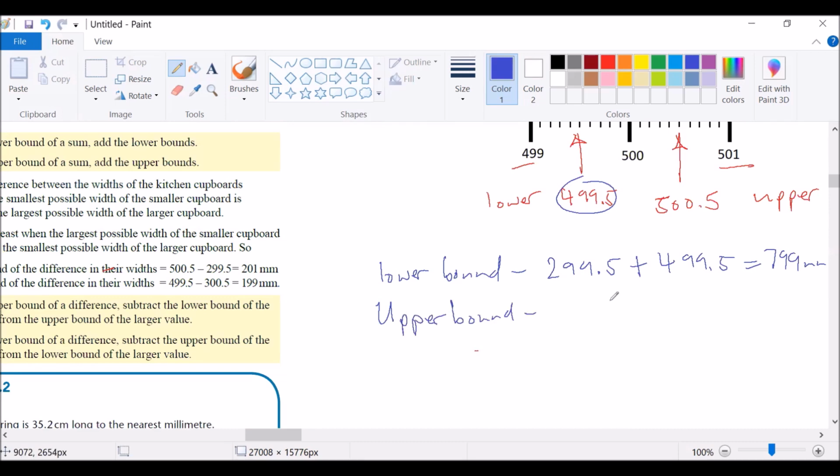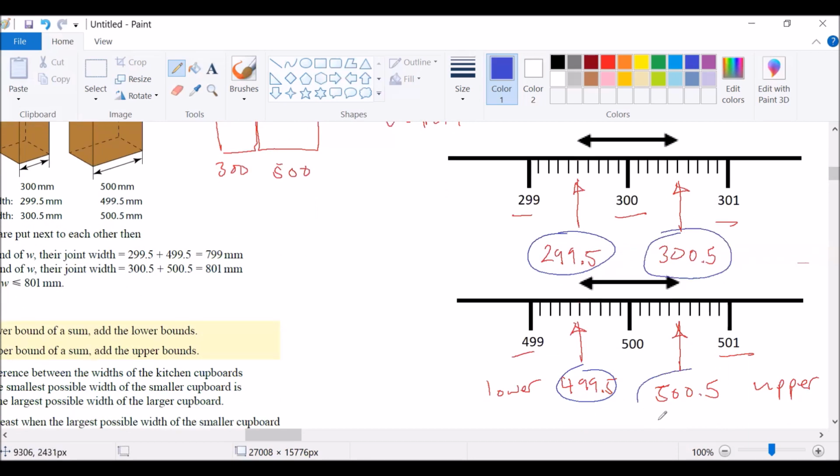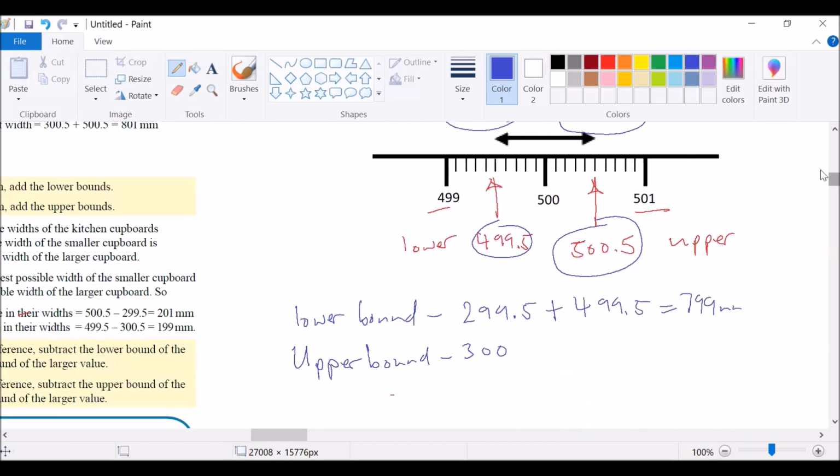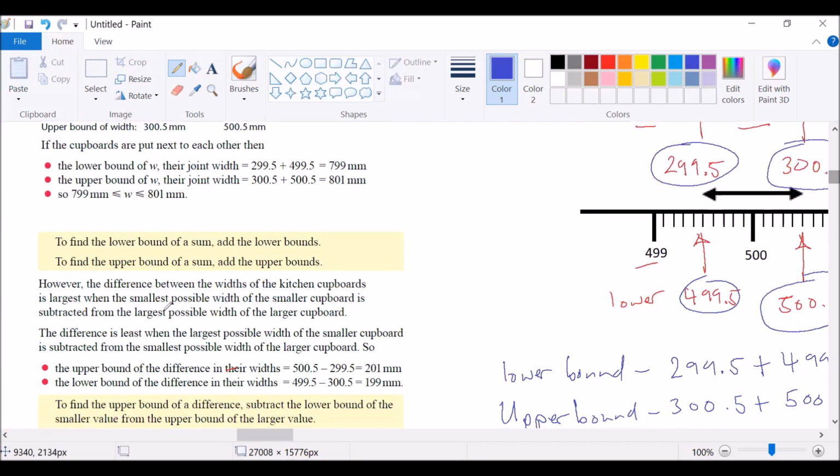For the upper bound, if we put them side by side, we add the maximum width to this maximum width: 300.5 plus 500.5, which will give us 801 millimeters. So we expect a maximum width of 801. That is the upper bound, or 799 lower bound. So the law is: to find the lower bound of a sum, add the lower bounds. To find the upper bound of a sum, add the upper bounds.